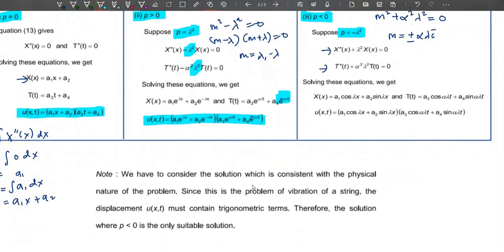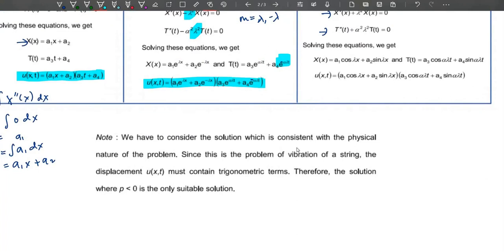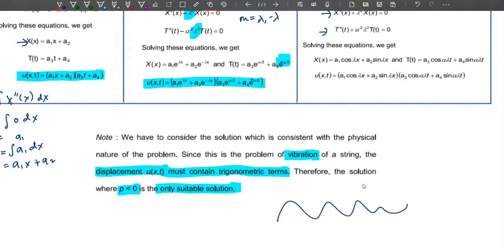And please note that we have to consider the solution which is consistent with the physical nature of the problem. That means it follows the boundary conditions. Since this is a problem of vibration of a string, the displacement U of x,t must contain trigonometric terms. Therefore, the solution where P less than 0 is the only suitable solution, because this is a displacement involving a string. So the shape of the displacement should be like this, right? This is the same as the figure for trigonometric functions. That's why we only consider the trigonometric terms.